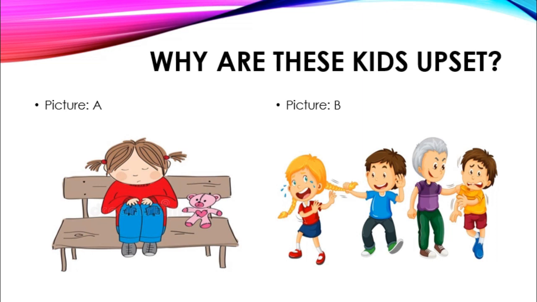And let's have a look at picture B. The two children are in real trouble. A boy is pulling at girl's braid. She's in pain and crying. And another child is being held by his collar. He is scared. These kids are upset because the two boys are being unkind to them.